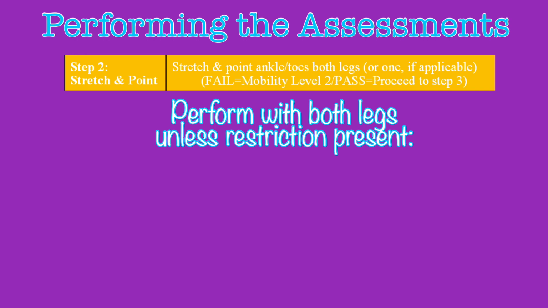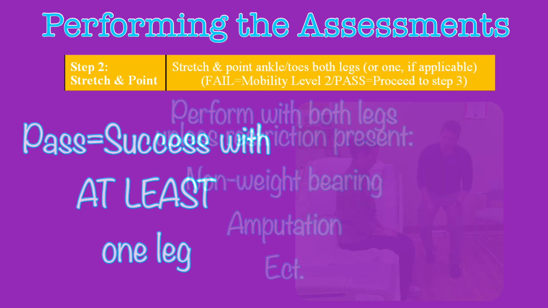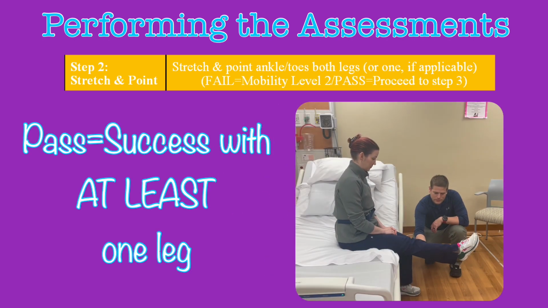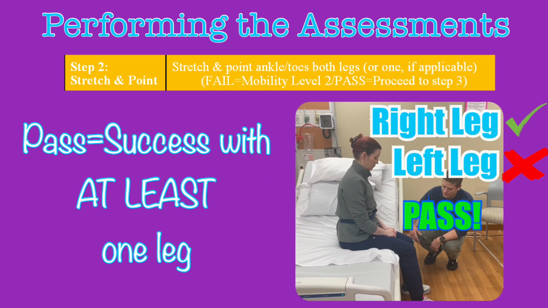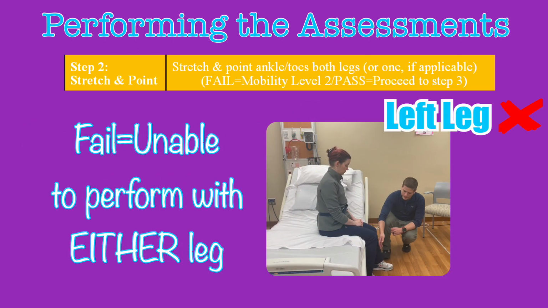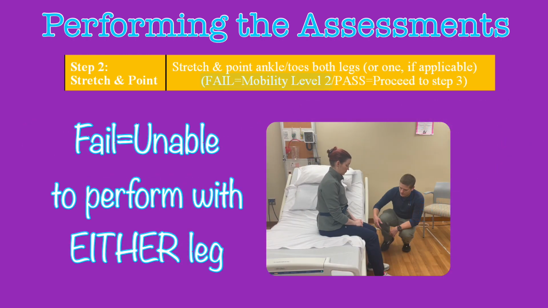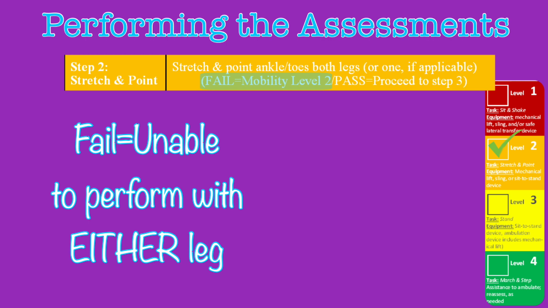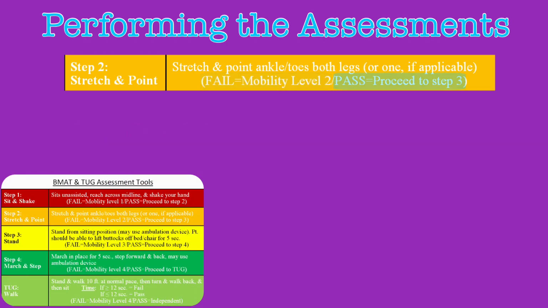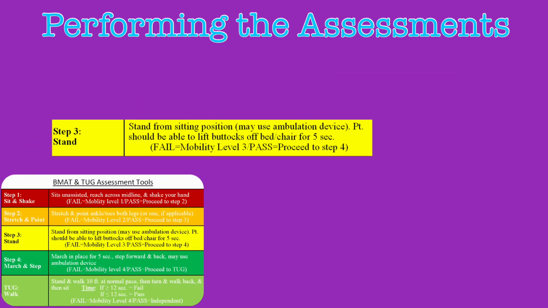So have the patient stretch and point with both legs unless there is some restriction, such as weight bearing on one leg or the other, or amputation. If they can complete this task with at least one leg, they pass step 2. If the patient cannot stretch and point with either leg, they fail step 2 and are designated a mobility level 2. If they pass step 2, you will progress to step 3, stand.